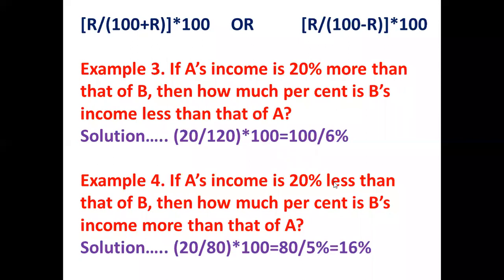If in the same way, A's income is 20% less than that of B, then how much percentage is B's income more than that of A? If less than is coming in the first line of the question, then you're getting one hint: we have to use this formula. It will be 20 upon 100 minus 20, 20 upon 80 into 100. So it comes out to be 16%. So you can see that we can use this formula.